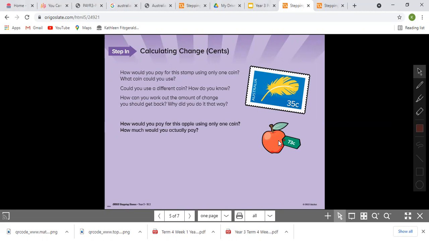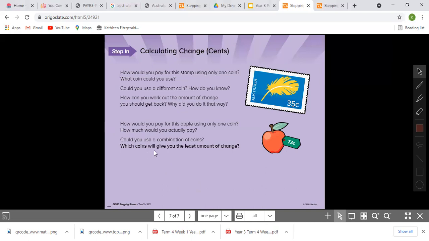Now, depending on what sort of money we gave them, our smallest amount would be $1 if we only had one coin. And that would mean that 100 minus 75 is 25. So $1 minus 75 cents is 25 cents. You could use a combination of coins. You might have a 50 cent and a 20 cent and a 10 cent, which would make 80 cents. And that means that you would only get 5 cents change.